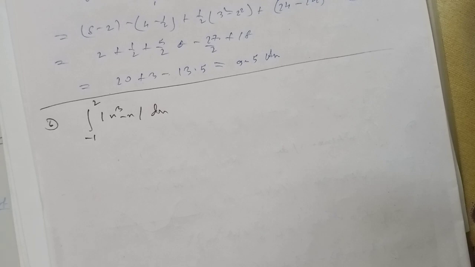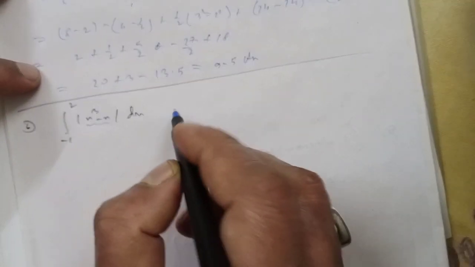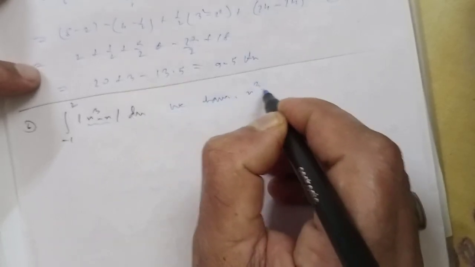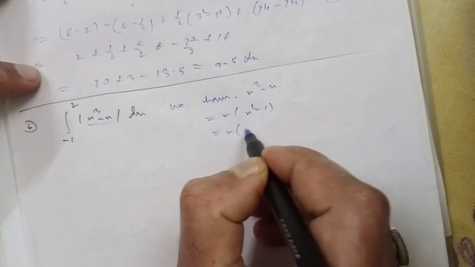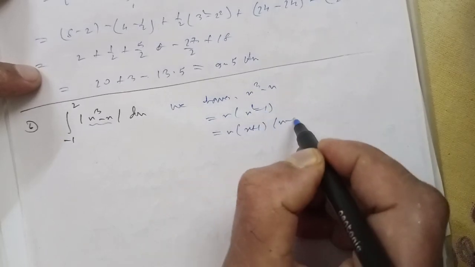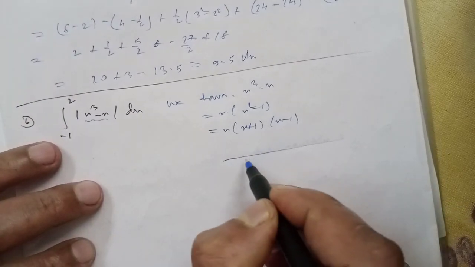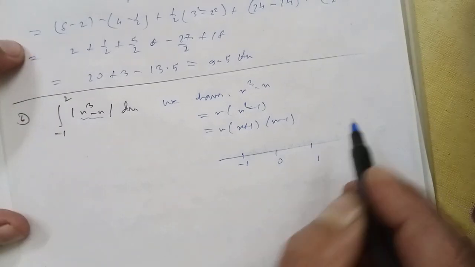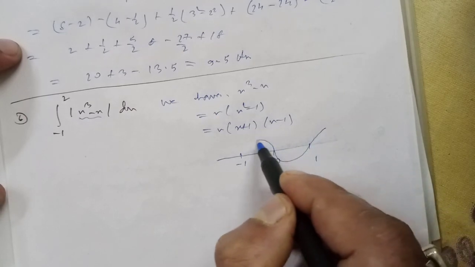So first we have to investigate the sign of the polynomial x cube minus x. We have x cube minus x, that is x into x square minus 1, that is x into x plus 1 into x minus 1. Let us do the wavy curve rule. The zeros are minus 1, 0 and 1. If you put a value greater than 1, you get positive. So your curve will be in this way.